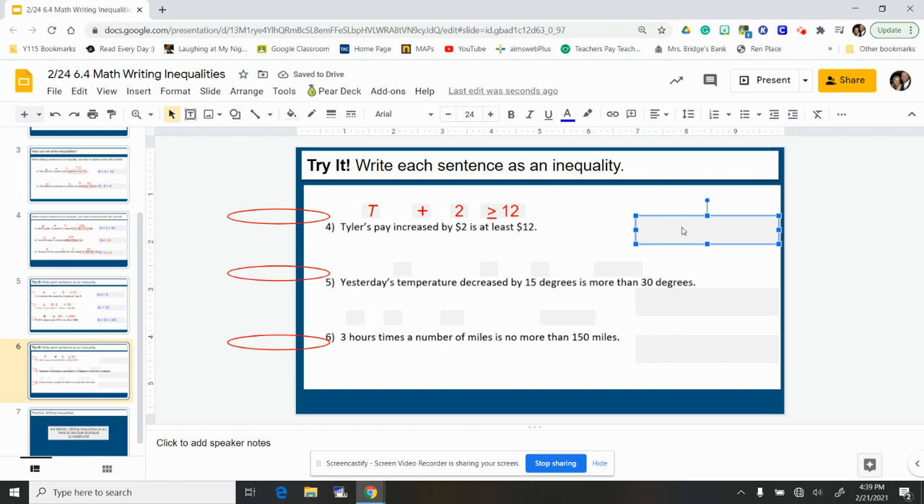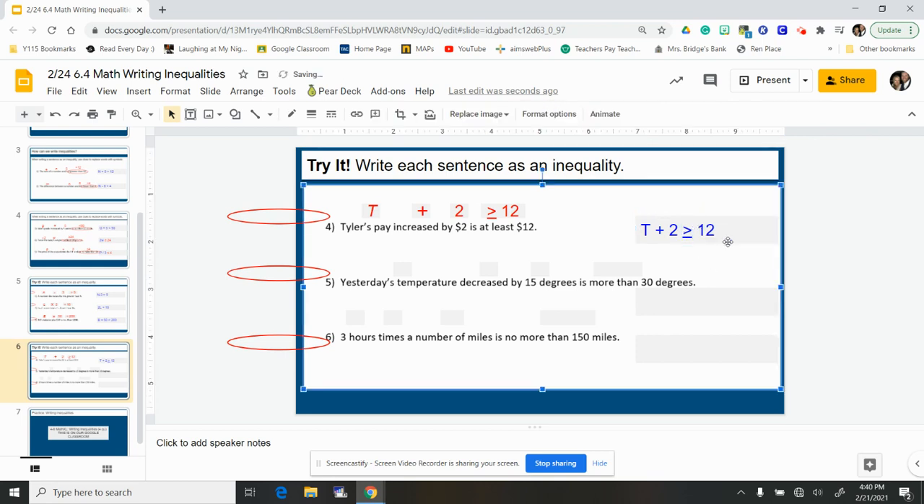So this one, when all is said and done, should be T plus 2 is greater than or equal to 12. That's what your inequality should look like there.